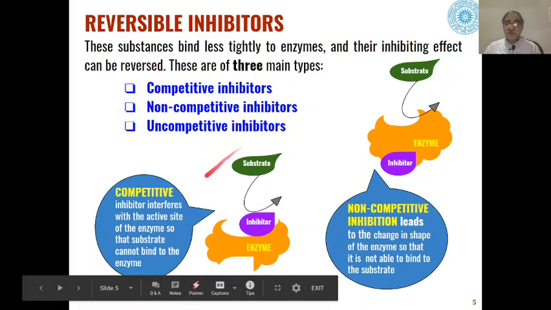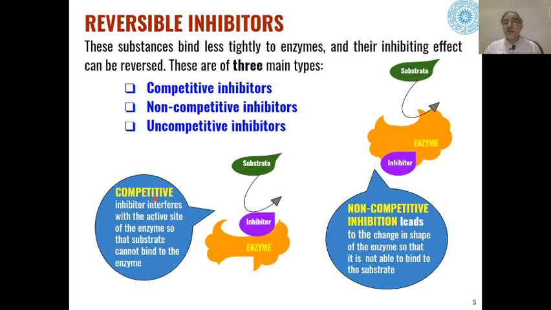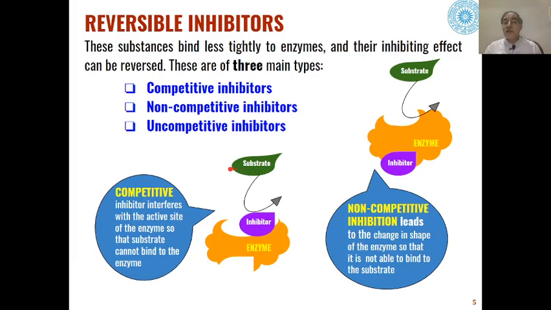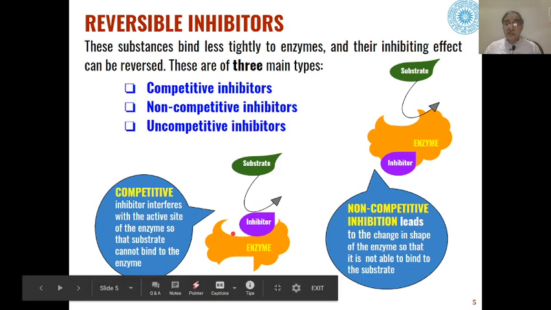For example, if you see this one here, this type of inhibition is called competitive inhibition, because here the inhibitor interferes with the active site of the enzyme. This is the active site of the enzyme. Once the inhibitor has interfered with the active site, it is not possible for the substrate to interact with the enzyme through its active site. That is why this type of inhibition is called competitive inhibition, because there is a competition between the inhibitor and the substrate to interact with the active site of the enzyme.